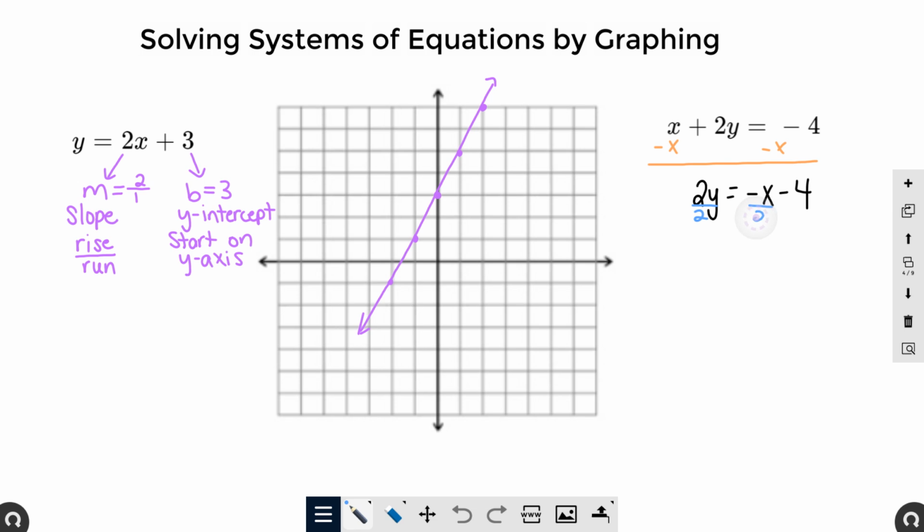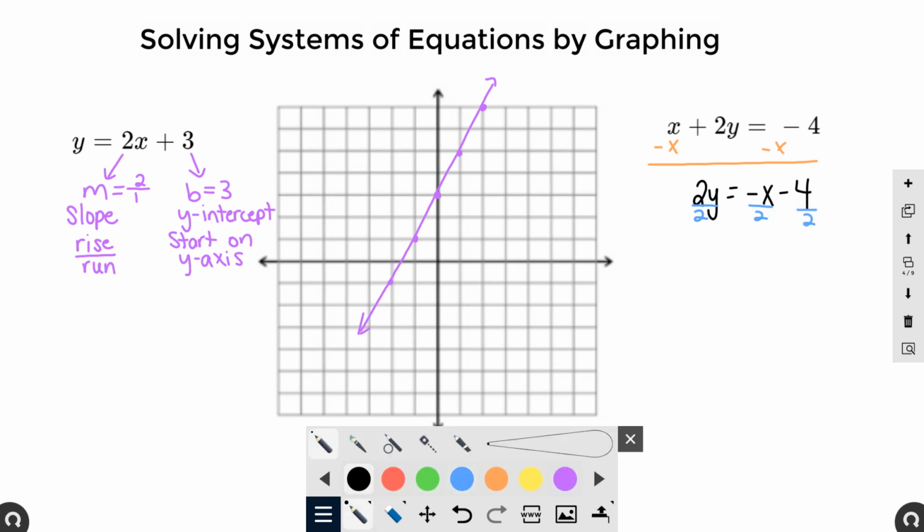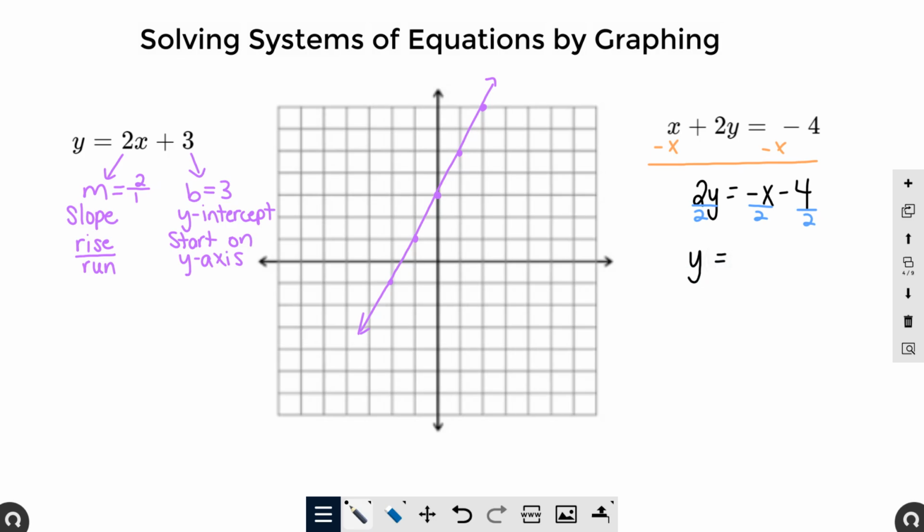Divide by 2, and we want to divide everything by 2. So y equals, what's negative x divided by 2? What's another way of writing that? Good. Remember why we did that the first day now? Remember I told you that the first day, x over 2. All right, so we get negative 1/2 x, and then what is 4 divided by 2? Negative 2, or minus 2 there at the end.